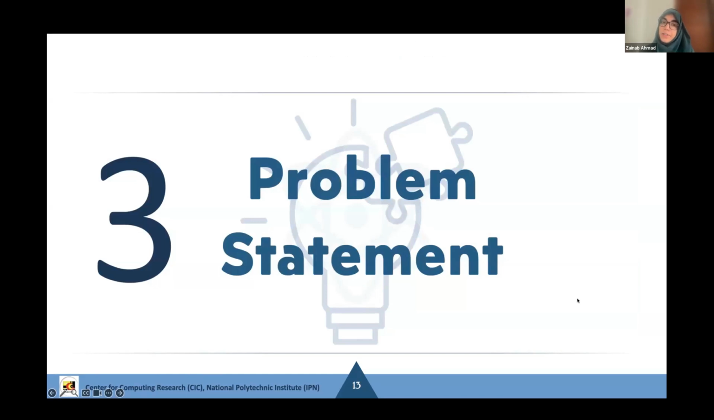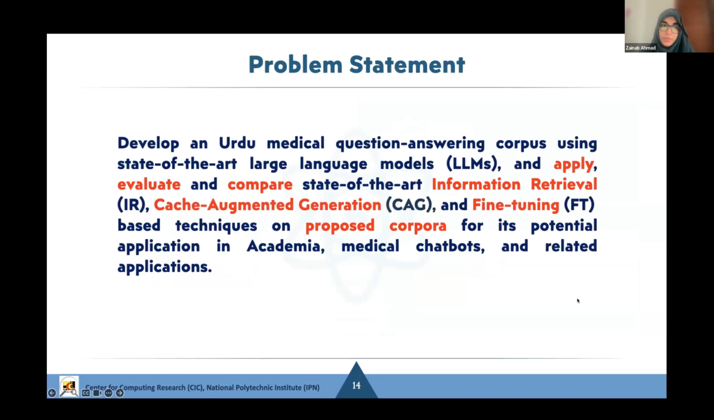On the basis of our literature, we have formulated our problem statement, which is to develop an Urdu medical QA corpus using state-of-the-art large language models and apply, evaluate, and compare state-of-the-art information retrieval, Cache-Augmented Generation, which is the most recent technique proposed, and fine-tuning based techniques on the proposed corpora for its potential applications in academia, medical chatbots, and related applications.